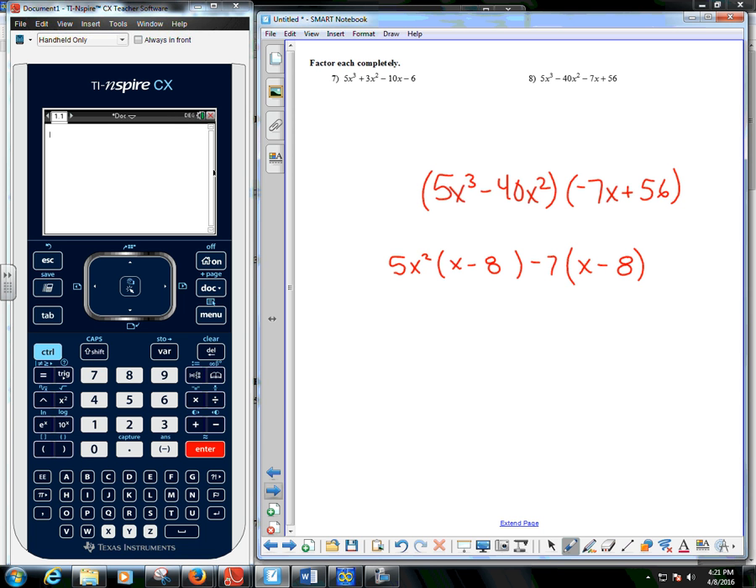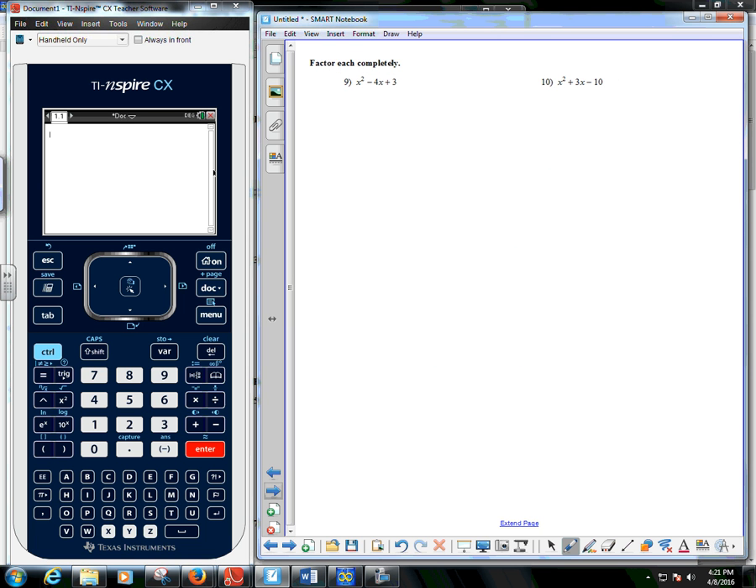give me positive 56. And once again, I find that I have a common factor, so I'm going to bring that out. I'm factoring it out. So I'm going to write it out front, x minus 8 times 5x squared minus 7. That is my final answer for number 8. For number 10, okay, I do not have a GCF, and my directions are still factor completely.